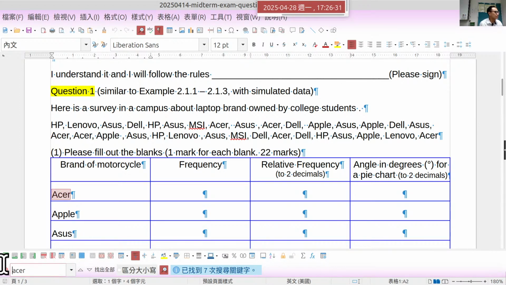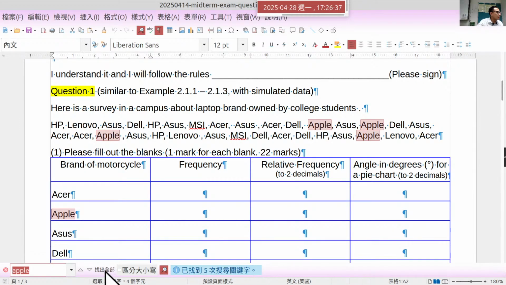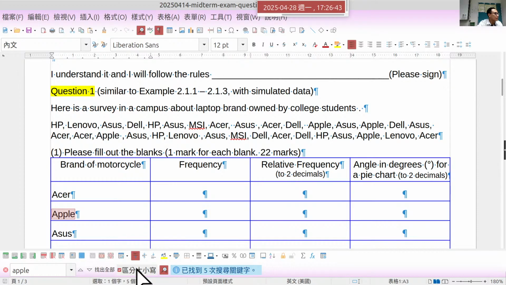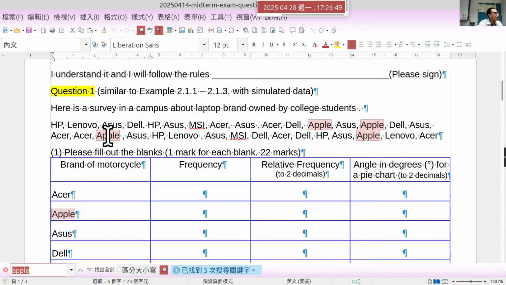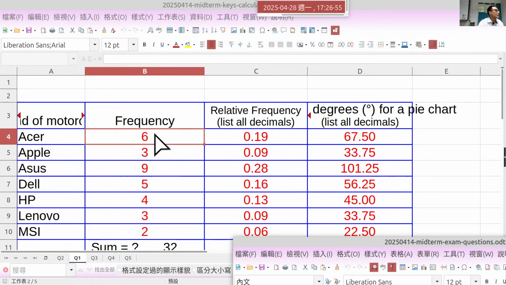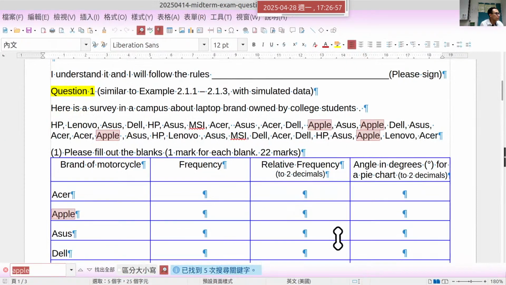How about the Apple? And find all 5. Actually, excluding this one, there are 1, 2, 3, 4. There are 4. Okay, after that, we got the number 6, 4.